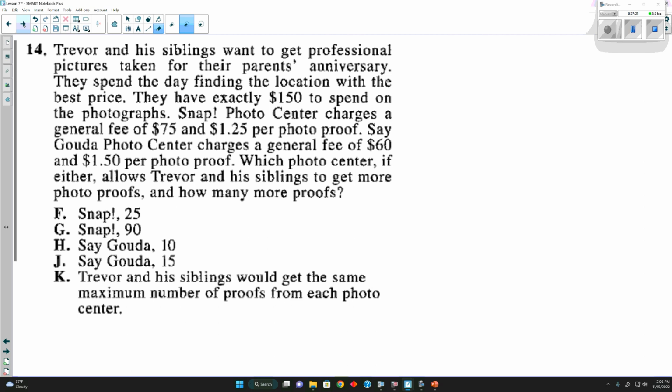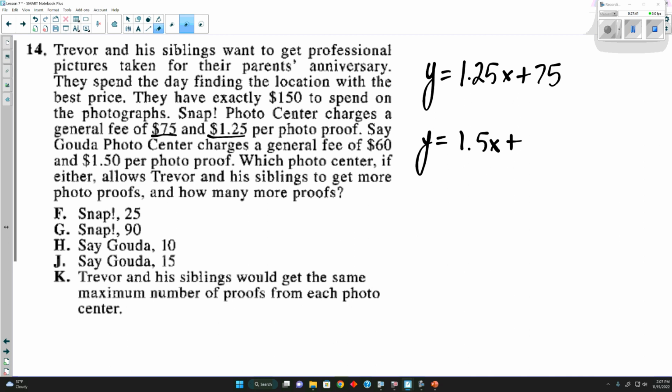So the first one, Snap charges $75 and $1.25. So we can write it as an equation, 1.25x plus 75, yes? Now the other one is $1.50 per, so 1.5x plus 60 here. So those are our two equations, yes? And we could graph these if we wanted. But what's the most they can spend? So we're really looking for where y is 150, yes? So we could grab the graphing calculator.